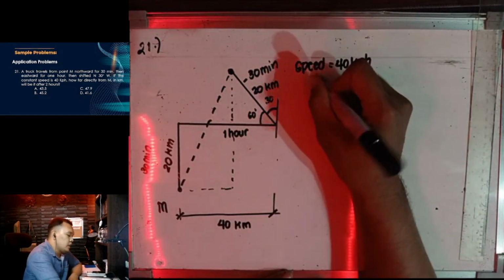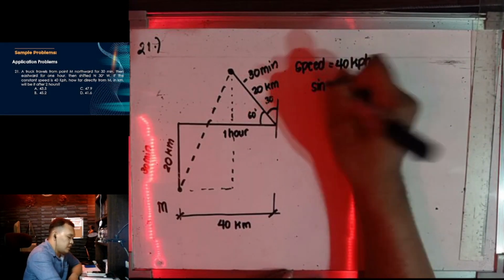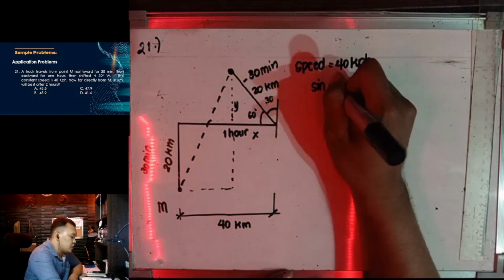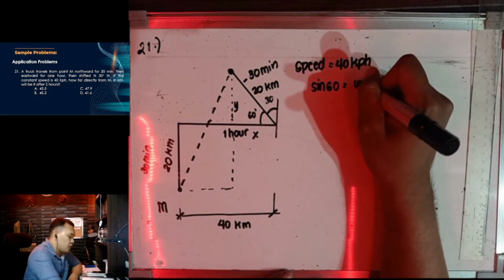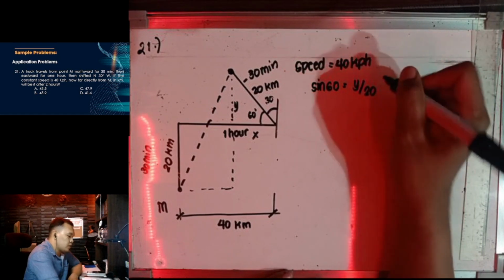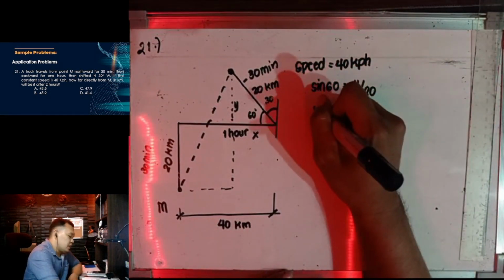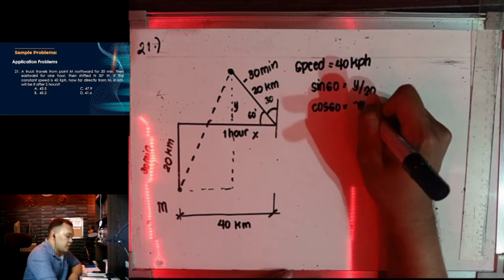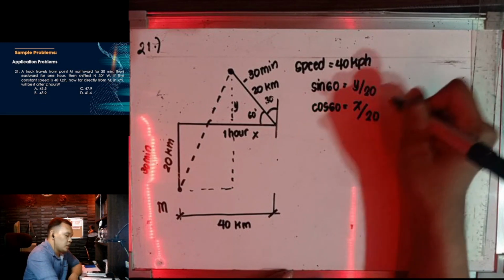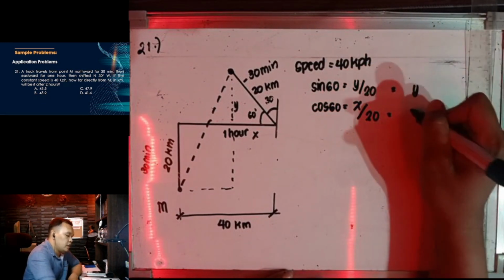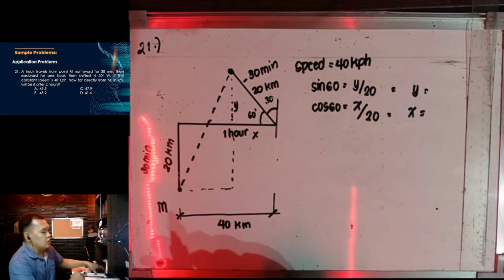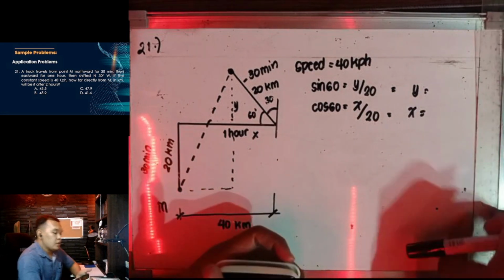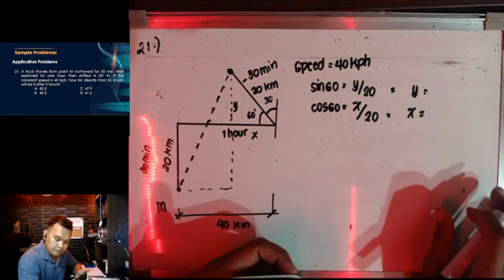So, pwede kong sabihin sine, sabihin kong ito si x, si y. So, sine 60 is opposite y over hypotenuse, which is 20 kilometers. Then, pwede kong sabihin cosine 60 is equivalent kay adjacent x all over hypotenuse na 20. So, I could get the value of y and x in this equation. So, 20 sine 60 is equivalent kay 10 the square root of 3.